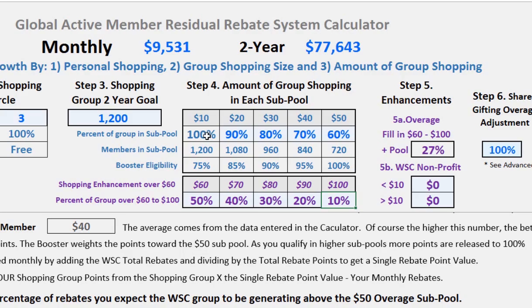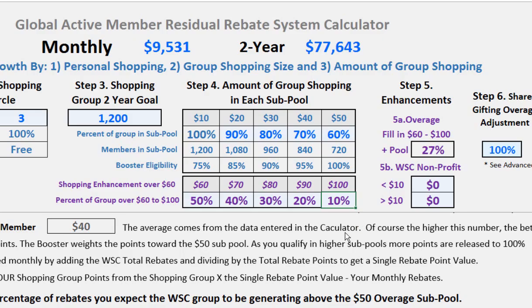What that does though, these are enhancements. That's why they're in purple. You'll always see everything to do with enhancements in purple. And what this does is increase the size of the pool by 27% that everybody gets to share in. And again, that's the beautiful part about this enhancement program. I love it because this is where the higher shoppers are helping the newer people coming in.